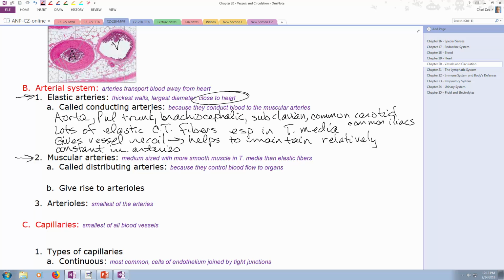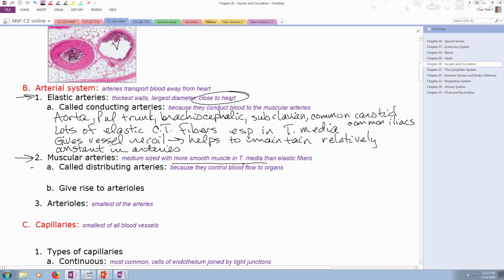So that's a very important component of these vessels. These elastic arteries will then make contact and give rise to muscular arteries. And these indeed are medium size, so we're going from a large size now to a more medium size. And we'll find a lot of smooth muscle in their tunica media, then we will find elastic fibers. So elastic fibers are not a big component of their makeup in our muscular arteries.